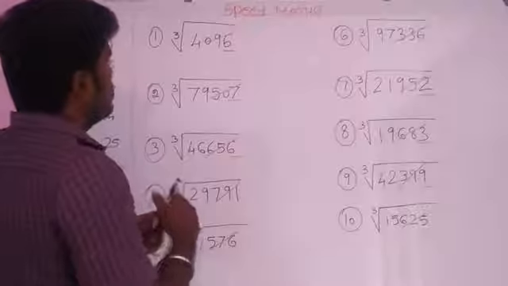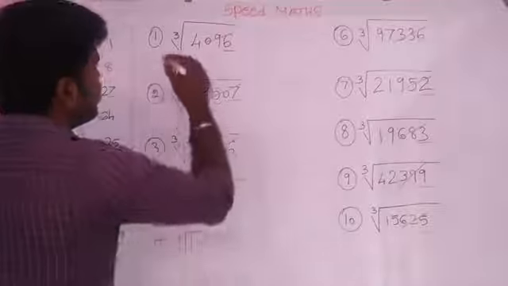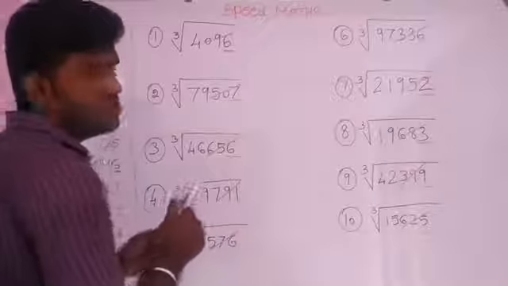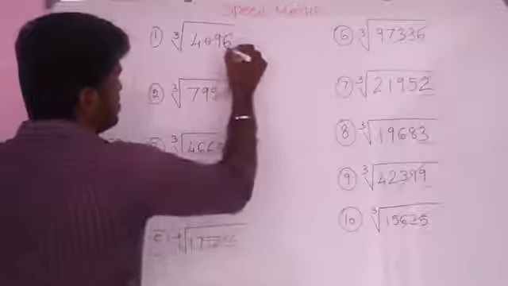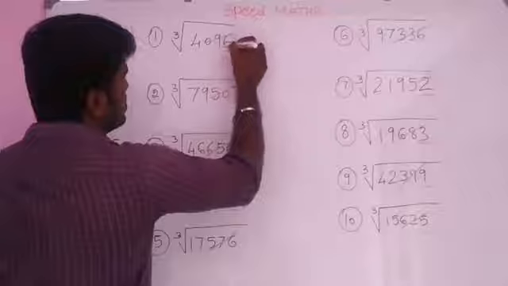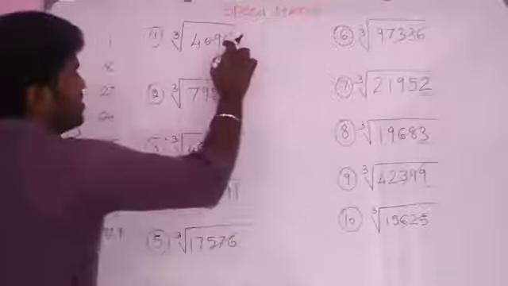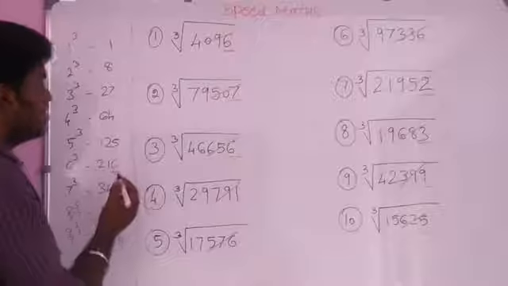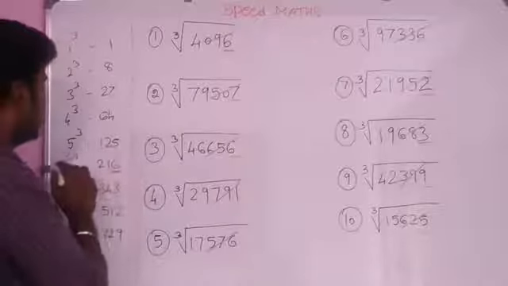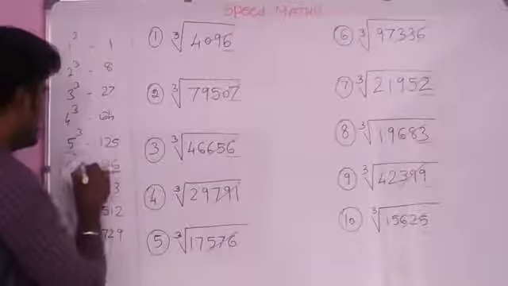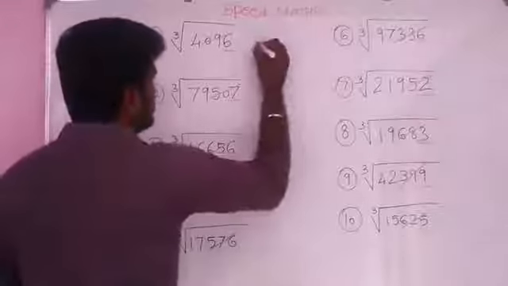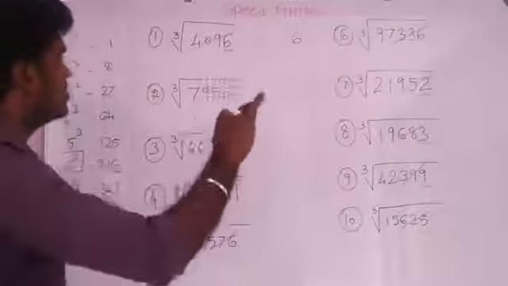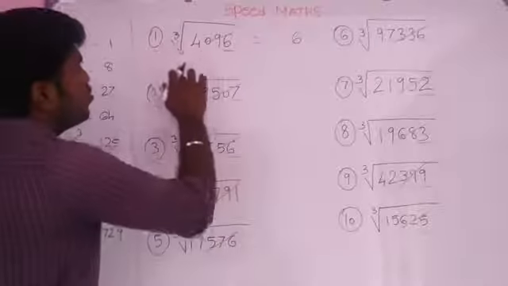Okay, we can solve the first question. Find the cube root value of 4096. For these types of questions, you must see the last digit, that is 6. Just compare the value 6 with the cube values. The cube value which has last digit 6 is 6 cube, so we take 6 as the last digit of the cube root.